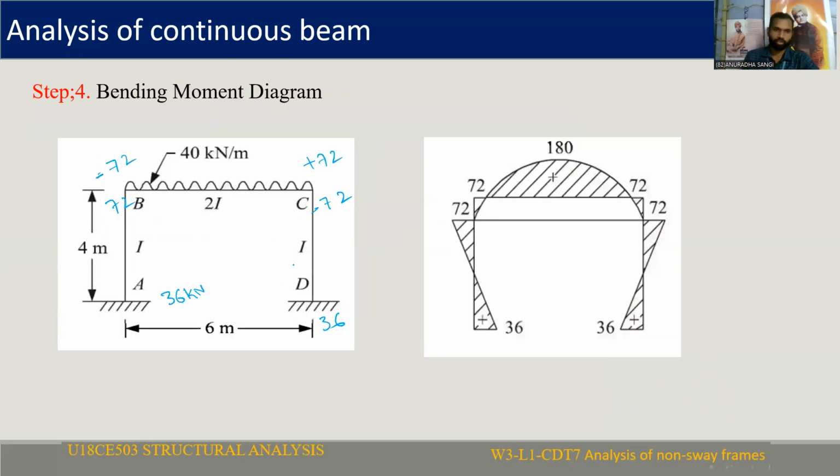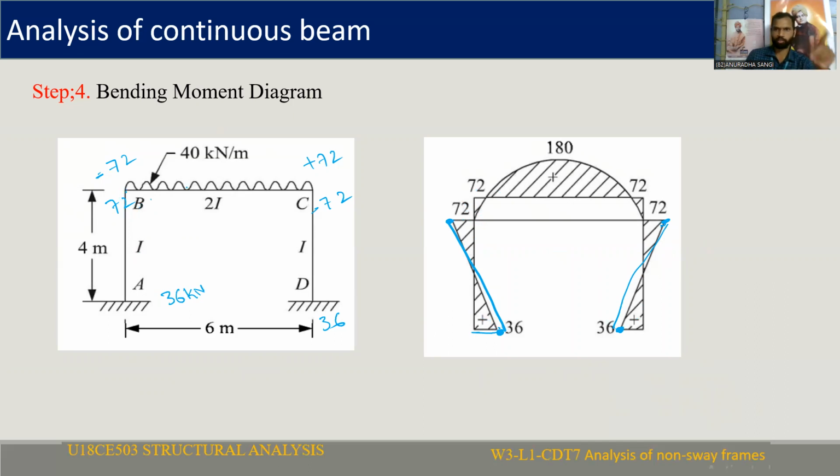First of all, for the AB member and the CD member, there is no external load. Here we need to represent the positive side. This is 36, so we have to represent the 36 ordinate like this. Here we have to represent the 72 ordinate. Join both. Similarly for this column also: 36 here, 72 here. That is, MAB is equal to 36 and MBA is equal to 72. So this is negative and this is positive. Just join this.